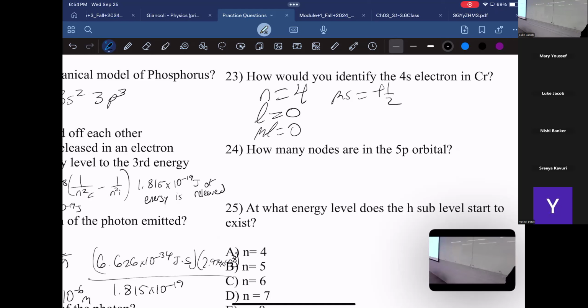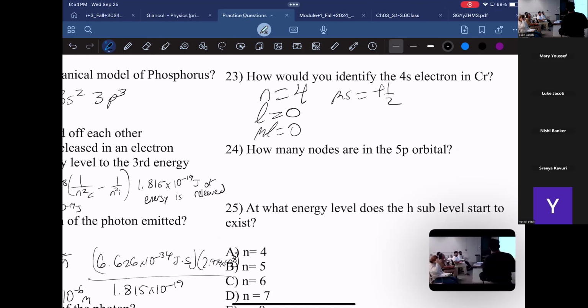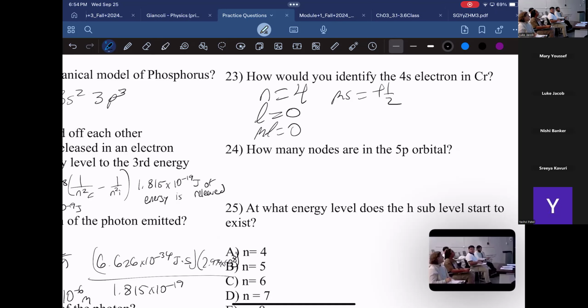Wait, I'm confused. For 23, why did you put L as 0 instead of 1 or something? Because it's the 4s. Oh, duh. Yeah. No worries, guys.